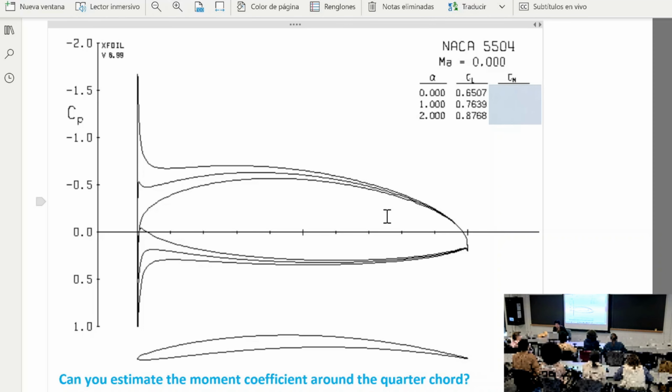The question is, can you estimate the moment coefficient around the quarter chord at these 3 angles of attack? I didn't say that because I was assuming you already know at this point that the moment coefficient according to thin airfoil theory does not depend on angle of attack. So just based on what is here, can we estimate what that moment coefficient actually is?